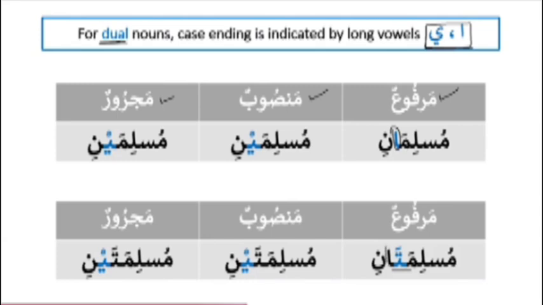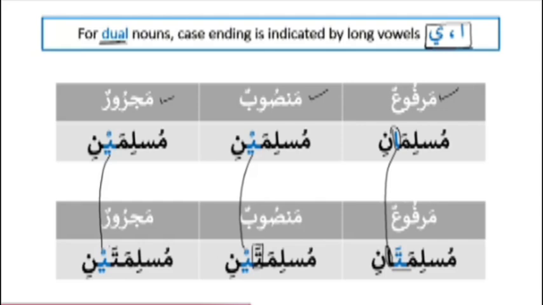Is there something common in all of them? Yes. What is common? Here, sorry, alif is common, and here alif is common. And here ya is common, and here ya is common. And similarly, here ya is common, and here ya is common.